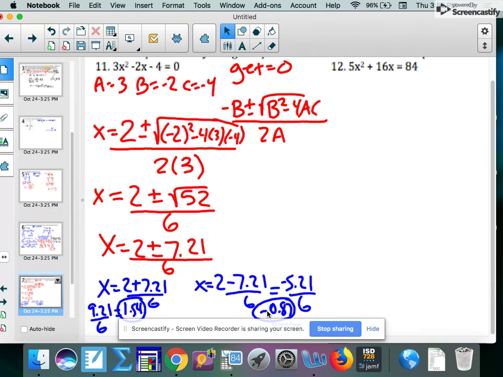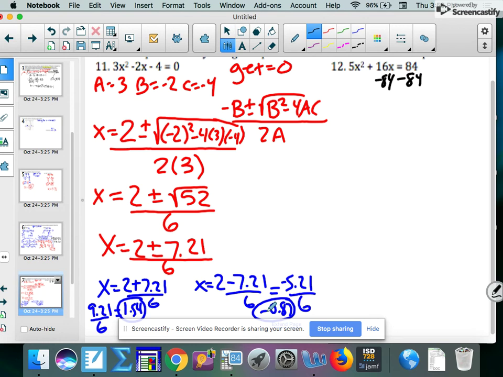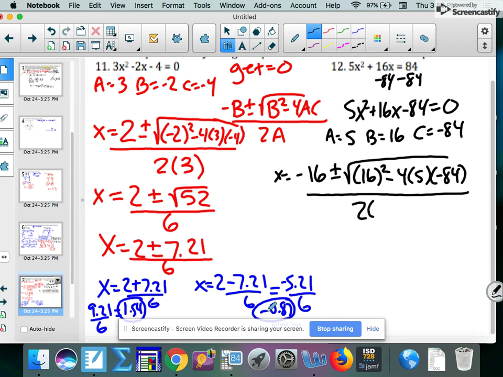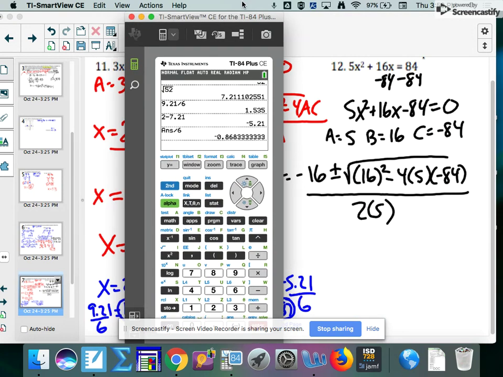For the second one, the big thing is that you would need to subtract 84 first. So I have 5x squared plus 16x minus 84 equals 0. A is 5, B is 16, and C is -84. So I do x equals -16 plus or minus square root of b squared minus 4 times 5 times -84, all over 2 times 5. One thing to remember is if this turns out to be a negative, you can't square root it, so you get no solution. But I'm just going to keep going with my calculator.